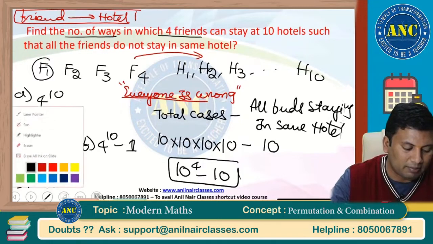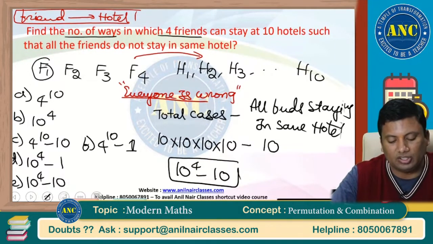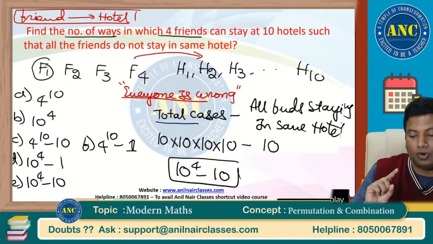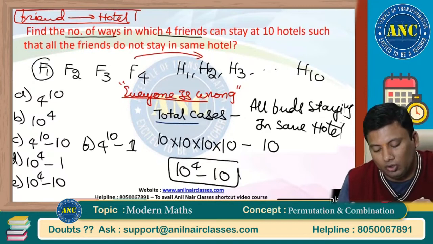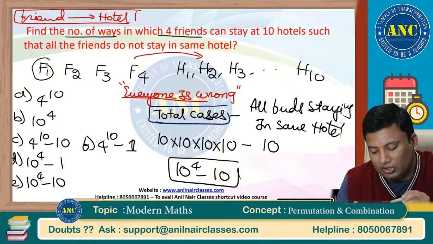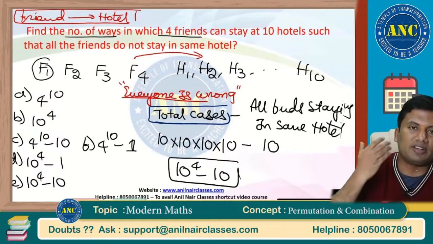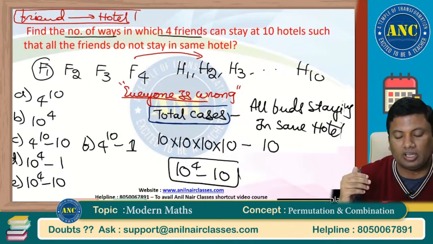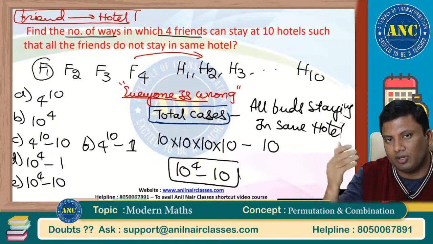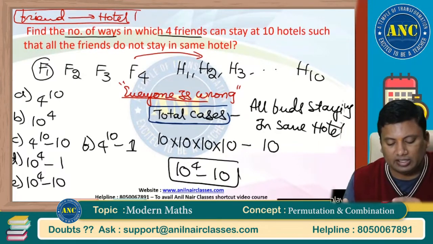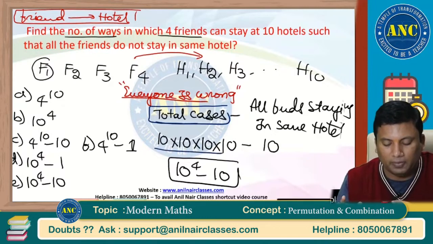Answer is nothing but 10 power 4 minus 10. So, all the friends do not stay in the same hotel. It is nothing but total cases minus all the friends staying in the same hotel. Total cases: the first friend can visit any of the 10 hotels, 10 cases. Second friend also 10 cases. Third friend 10 cases. Fourth friend 10 cases. Total cases is 10 power 4.